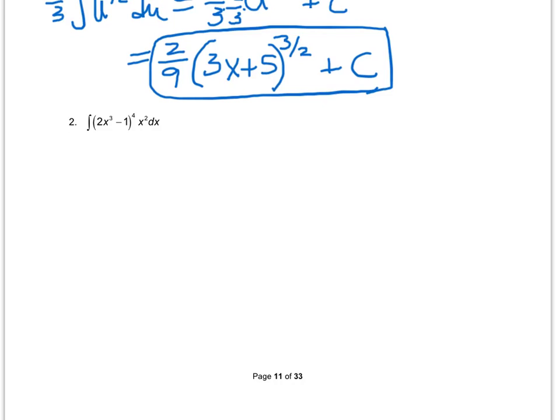I'm going to tell you what U should be. Here we've got 2x cubed minus 1 to the 4th power and then times x squared. And typically, a rule of thumb is that you're going to let U be represented by a function that is either raised to a higher power or a trig function such as the cosine is being taken of it. And in this case, we've got something being raised to the 4th power. So we're going to say, let's let U equal 2x cubed minus 1. Okay, so press pause, give this problem a try all on your own, and then come on back.